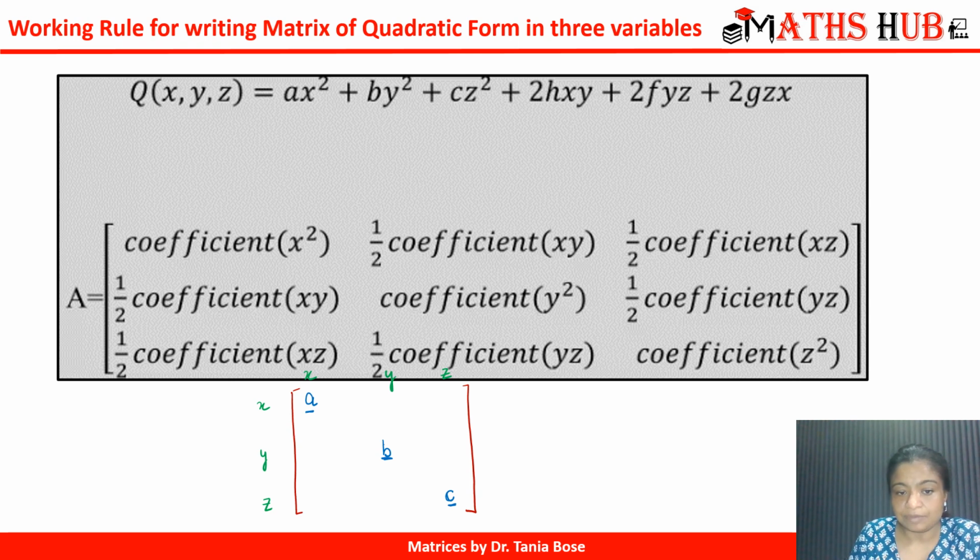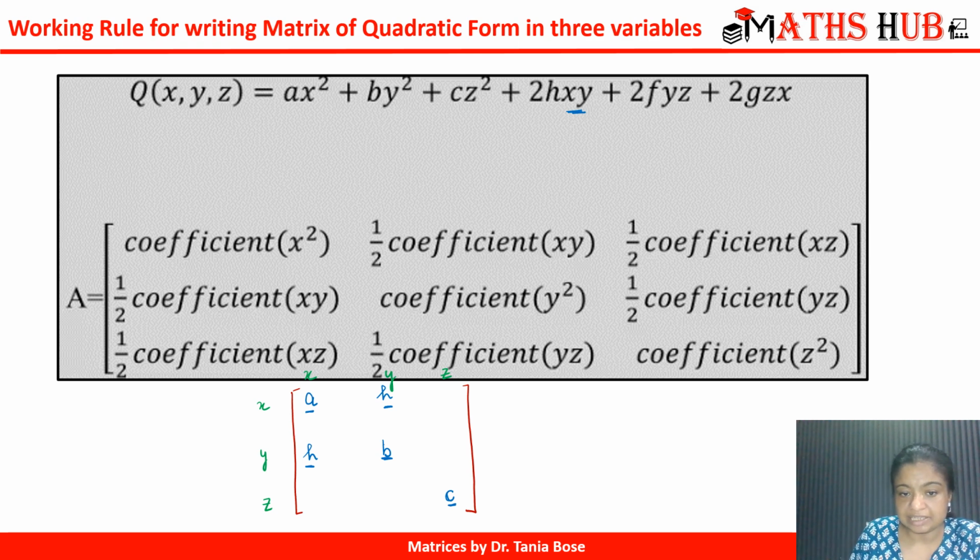Now let us come to the next cell. Which cell is this? This is x into y. Similarly, which cell is this? This is y into x. So xy is same as yx. So what is the coefficient of xy? It is 2h. So you divide it into two parts because there are two equal positions. So take their halves, place h over here, right?